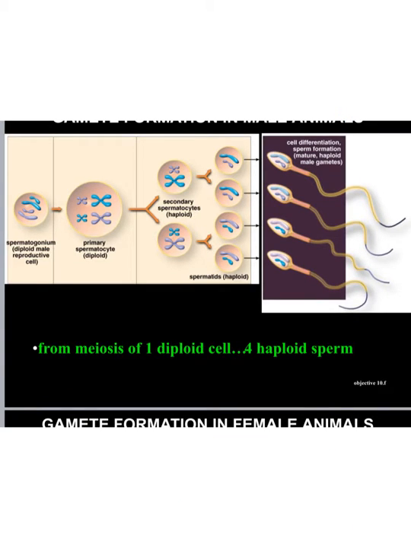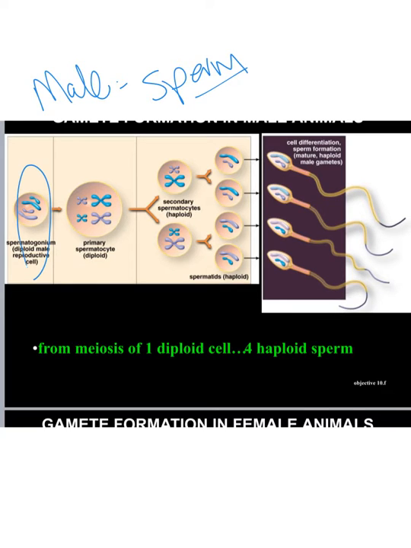Okay, so here we have a slide talking about gamete formation in the male, which in the human is the sperm. So we're going to talk about sperm formation and how it works as a function of meiosis. We start out over here with this cell, which is called the spermatogonium. This is the diploid male reproductive cell.